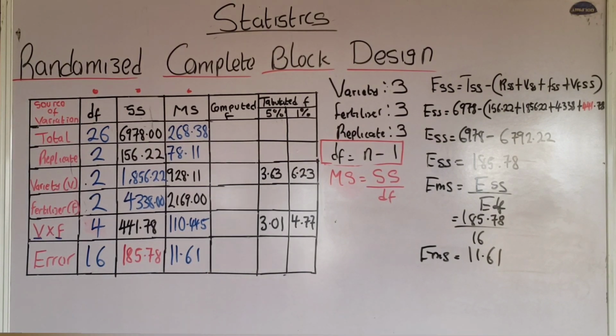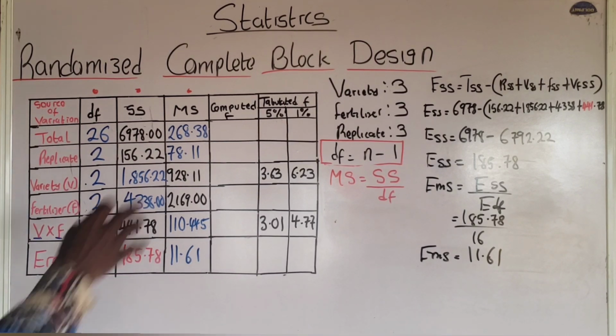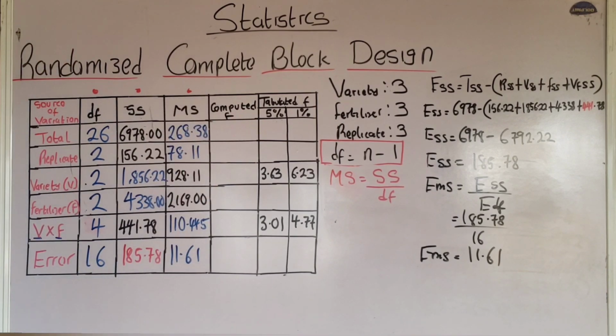Now, we are done with degree of freedom. We are done with sum of squared. We are done with mean squared. Now, it remains the computed value. I mean, the calculated value. You understand? F cap, computed F, computed critical value. Now, how do we determine the computed critical value?